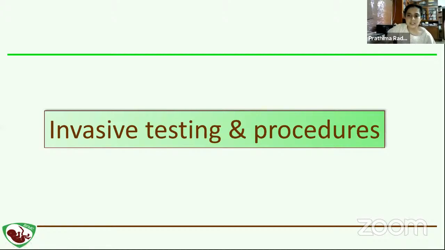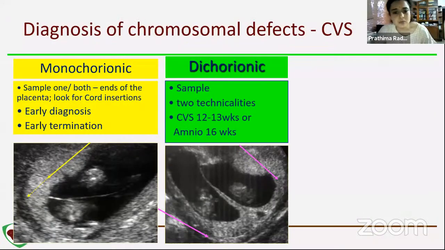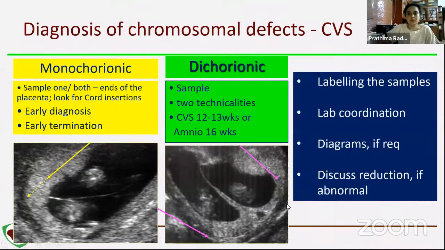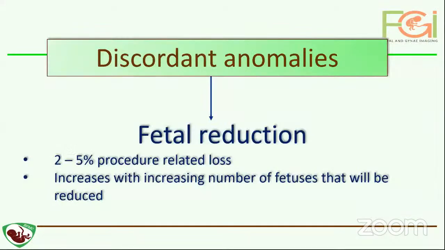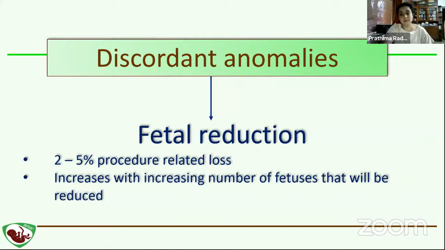Now, coming to the invasive testing and procedures, of course, we can do in the first trimester, what we would be doing is the CVS. You can do a double or single CVS depending upon the chorionicity. And even in monochorionics, it's possible to do double CVS. You would take the edges of the placenta, because I told you sometimes you can have discordant chromosomal abnormalities even in monochorionic twins, right? Early diagnosis helps, and of course, early diagnosis can lead to reduction if it's found to be abnormal earlier, and therefore the risk of miscarriage is also much less when we perform fetal reductions before 16 weeks.